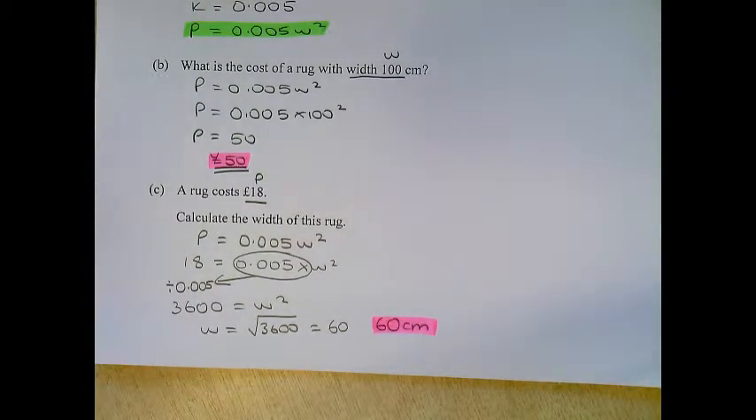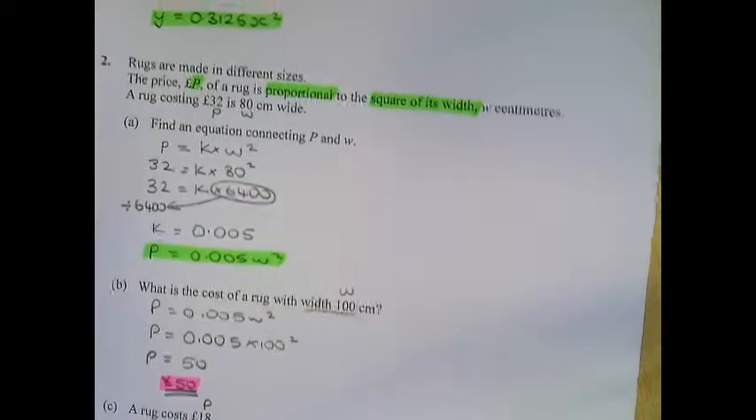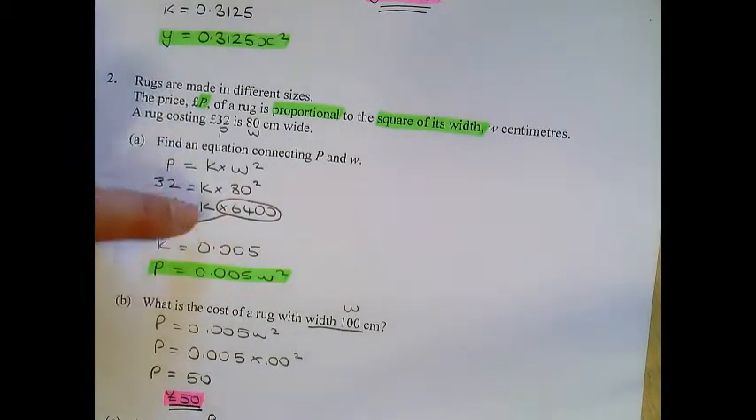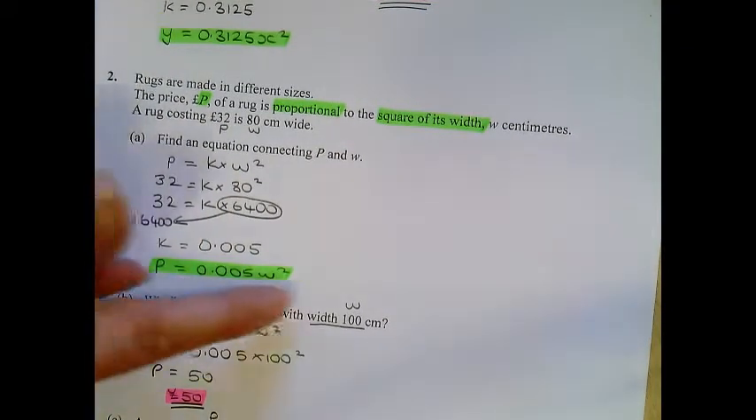Okay, you'll see with these questions that you follow the same sort of method over and over for each one. Writing down your formula, using the numbers, substitute them in, work out what K is, put it back in, get an equation without K, and then use it a couple of times. Question 3 then.